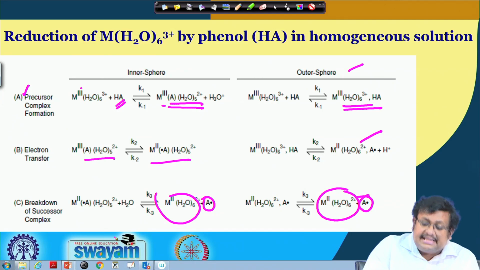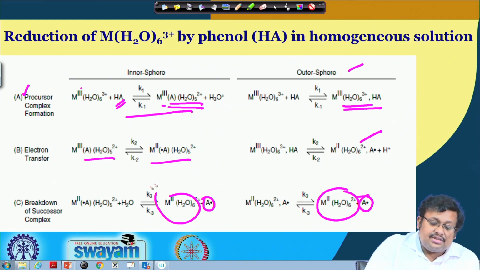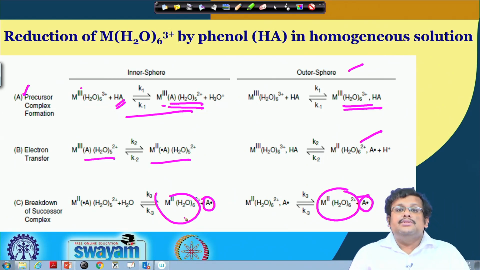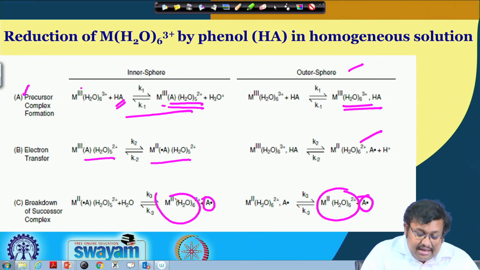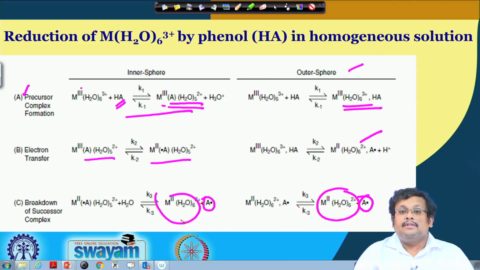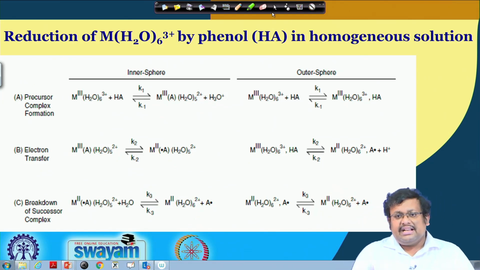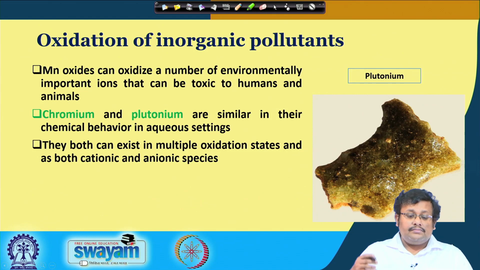So, basically there are 3 steps in both inner sphere and outer sphere complexes. You can see the precursor complex formation; this is the first step. Second is electron transfer, which you can see here from the metal to the phenol group, and then breakdown of the successor complex, where it further breaks down to produce the successor complex with a reduced compound, which has the oxidation number of 2 in the case of the metal. So, this is how reductive dissolution basically occurs.